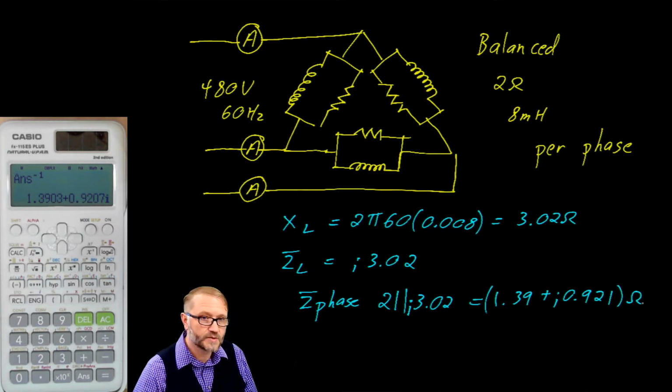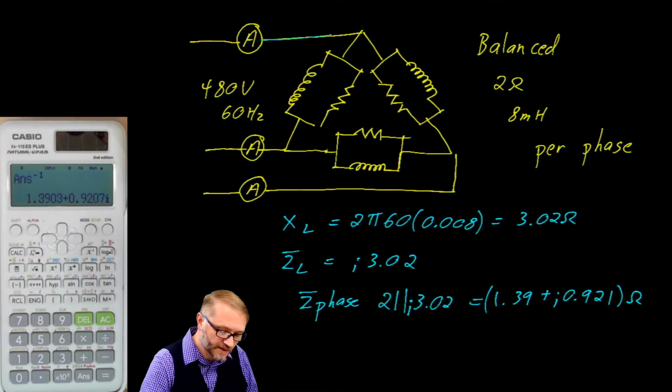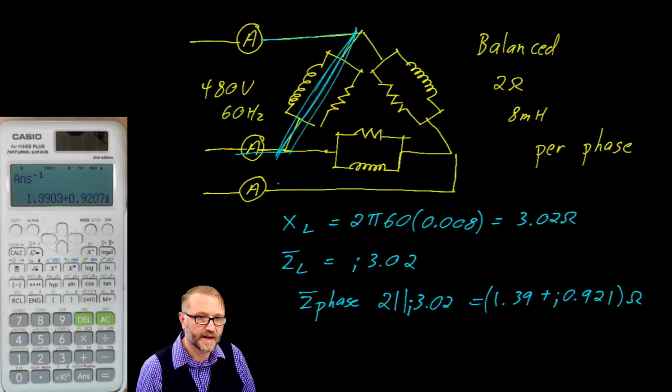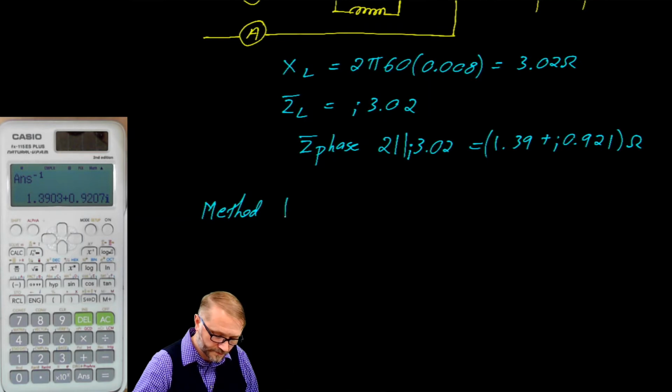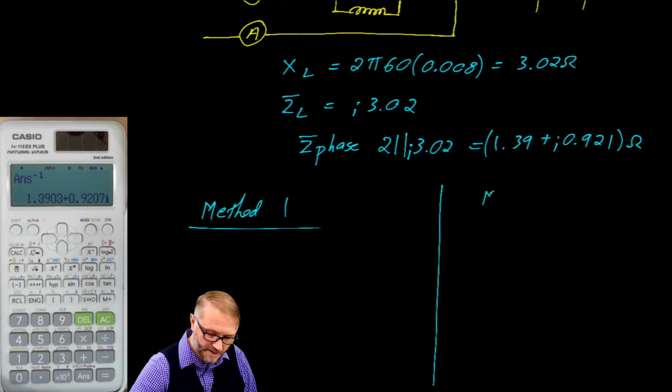There's at least 2 ways to solve this problem. The first method is to convert it into a Y single phase representation and then solve it. The second is to calculate the current through a single phase and then multiply that by root 3. So method 1 and method 2.